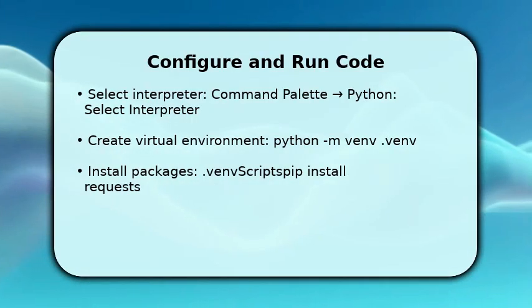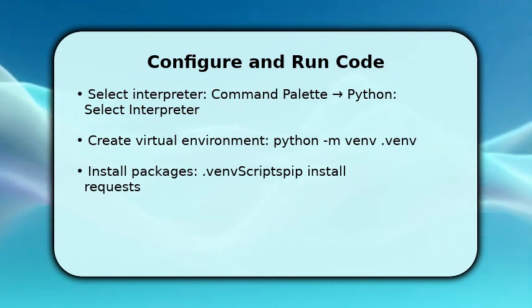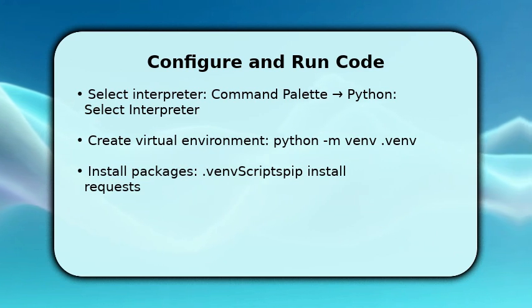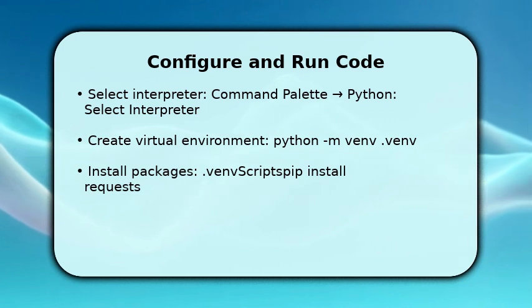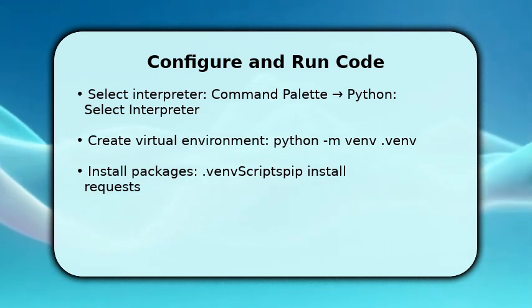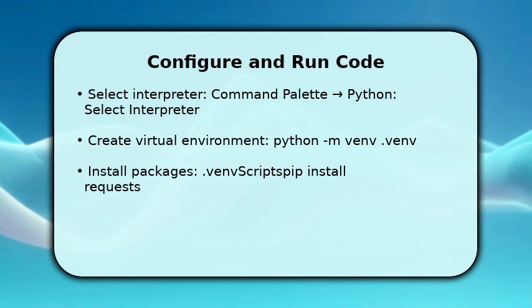You now select the interpreter using the command palette. Python: Select Interpreter, choosing the system or virtual environment one. Create a virtual environment with python -m venv .venv to isolate dependencies, and then activate it in PowerShell or command prompt so installs go into venv.